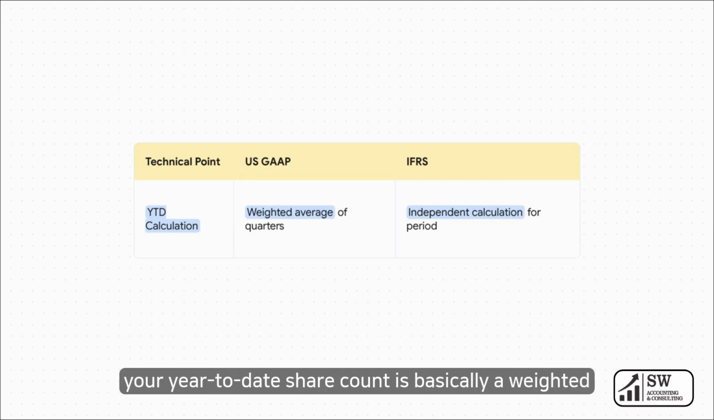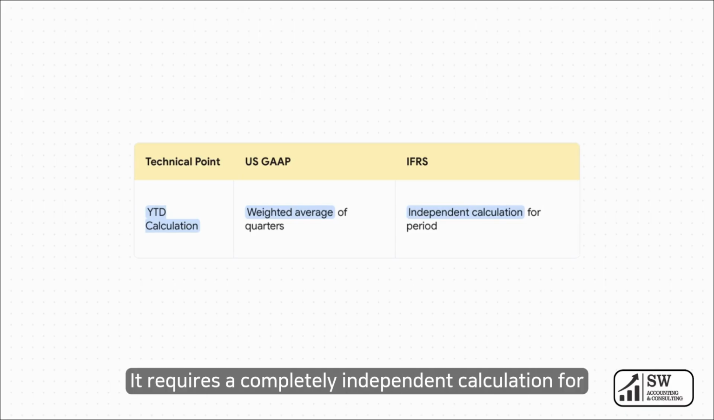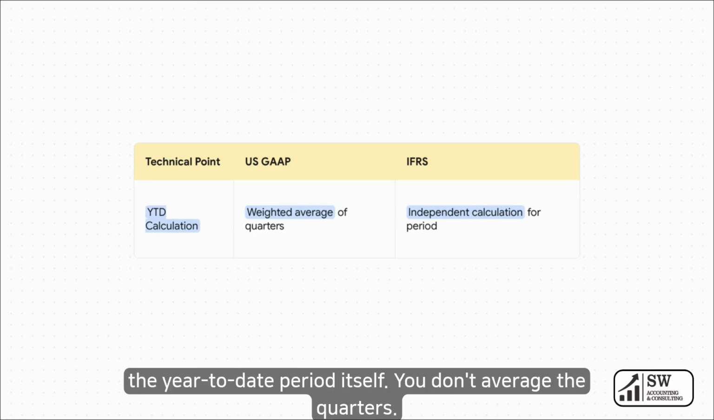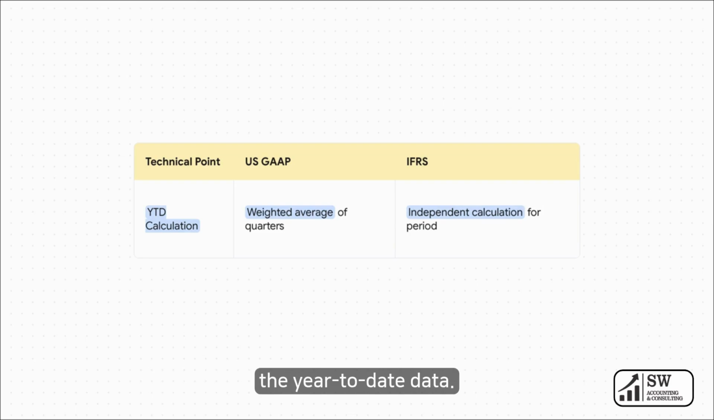Under US GAAP, your year-to-date share count is basically a weighted average of the numbers you calculated for each quarter. IFRS says, no, you can't do that. It requires a completely independent calculation for the year-to-date period itself. You don't average the quarters, you recalculate the whole thing from scratch using the year-to-date data.